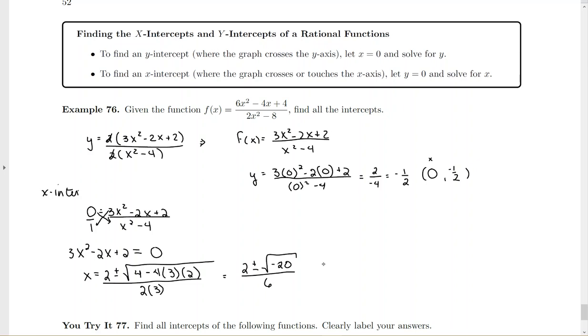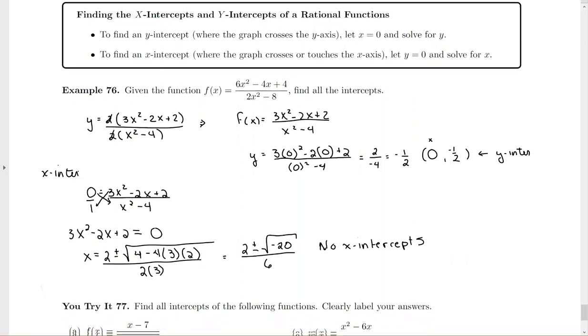So at this point, we have no x-intercepts. That happens. But if it comes up imaginary, you can't have an x-intercept then. So we only had a y-intercept for this problem.